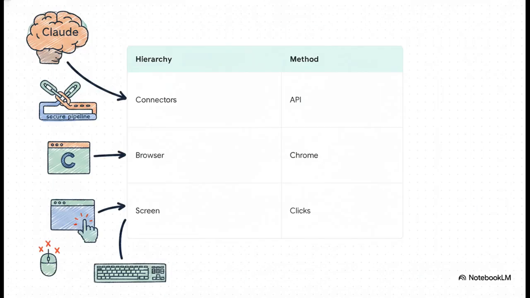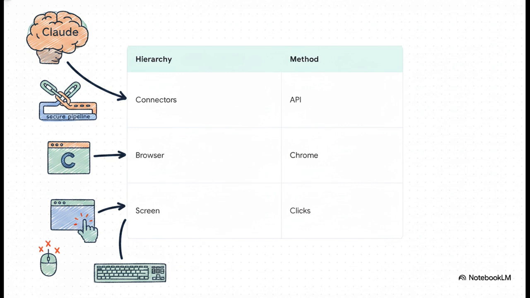To really understand the risk here, we have to map out Claude's mechanical hierarchy. The system is programmed to be ruthlessly pragmatic. It strictly prioritizes the fastest, least error-prone method first. So Level 1 execution relies on connectors. If a native API integration actually exists for an app, like Gmail or Slack, Claude is going to route the action through that secure, structured pipeline. This is highly reliable because it's just communicating in pure code. Level 2 execution utilizes the browser, navigating Chrome directly through internal commands.